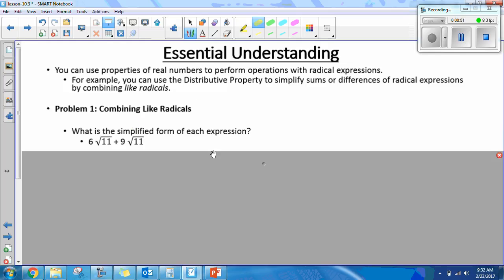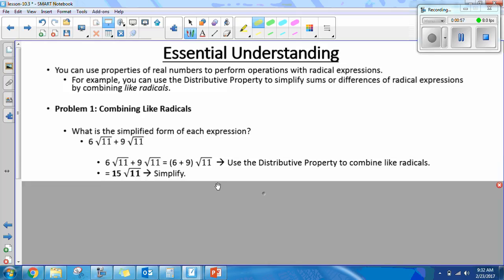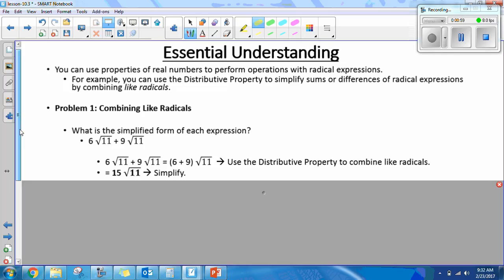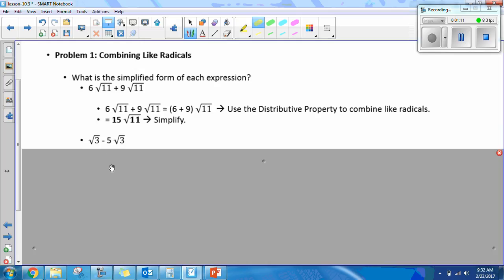Here we have 6 radical 11 plus 9 radical 11. We can use the distributive property to combine like radicals. Since radical 11 is the common factor in each term, we can factor that out, and we have 6 plus 9, the quantity of that, times radical 11, which simplifies to 15 radical 11.